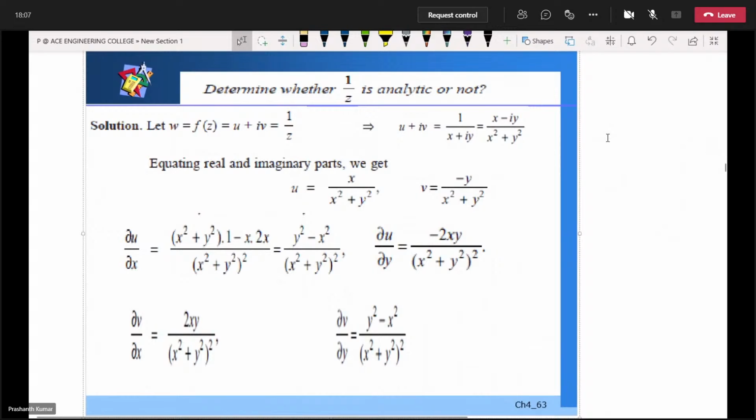Determine whether 1 by z is analytic or not. You see, the solution is: let w is equal to f of z is equal to u plus iv. This is 1 by z. That implies, you see, u plus iv, 1 by z, is analytic or not.